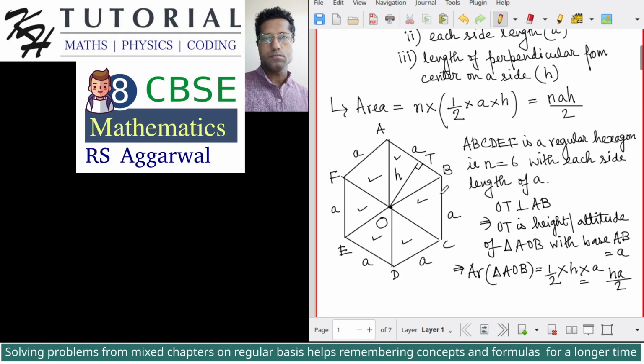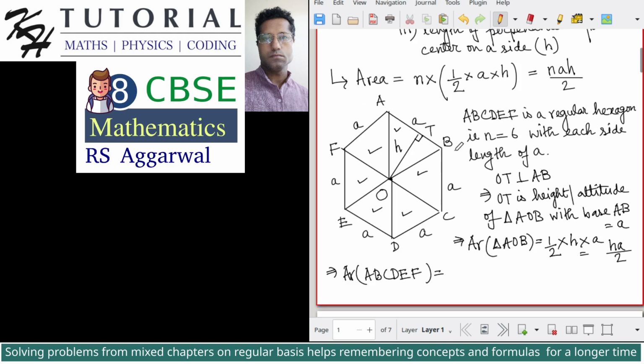So these are congruent triangles, and their area will be equal. And we can clearly see that the total area of the hexagon is the sum of the area of these 6 triangles. So we can say that the area of the hexagon ABCDEF will be equal to the number of triangles, which is n. Since it's a hexagon, in this example, a regular hexagon, n is 6.